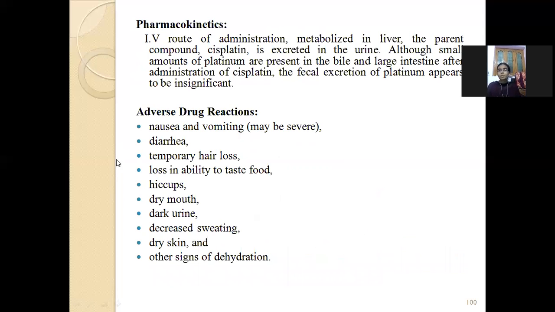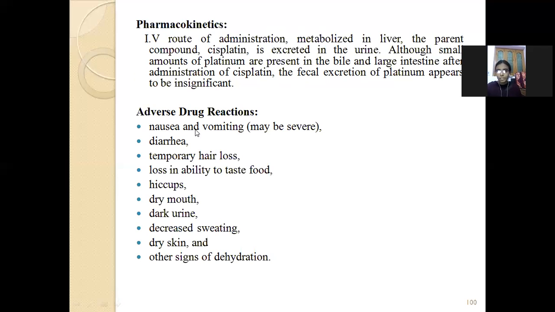Next, pharmacokinetics. It is given by the intravenous route of administration, it is metabolized in the liver, and it is excreted through the urine. A small amount of platinum is present in the bile and large intestine after the administration of cisplatin, and fecal excretion of the platinum appears to be insignificant.